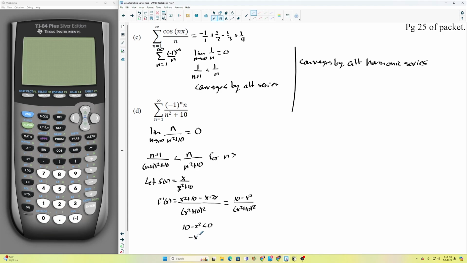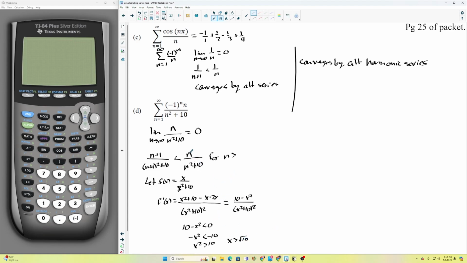So negative x squared less than negative 10. So x squared greater than 10. So x has to be greater than the square root of 10. And then once x is bigger than the square root of 10, this will always be negative. So we'll always have a decreasing function, therefore a decreasing sequence.